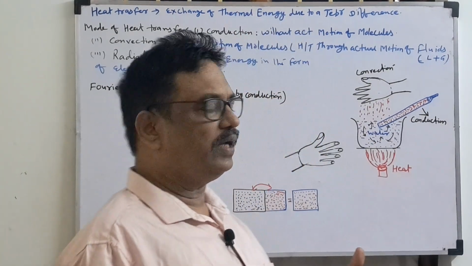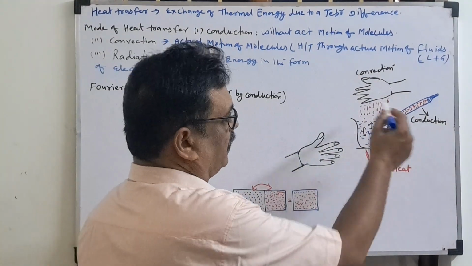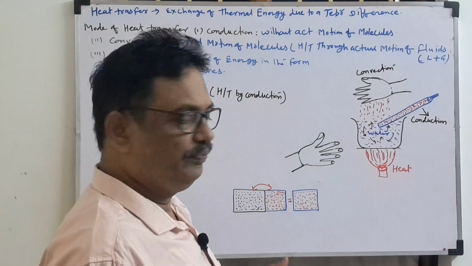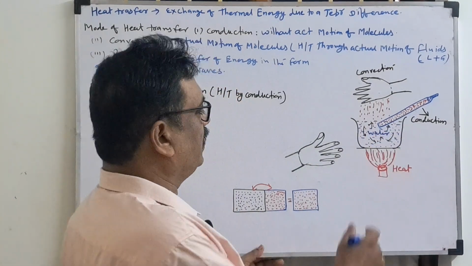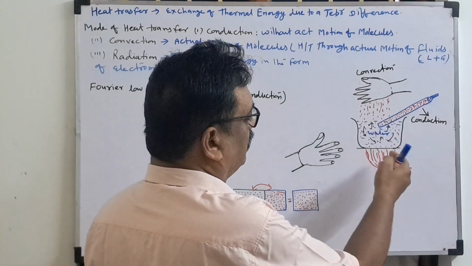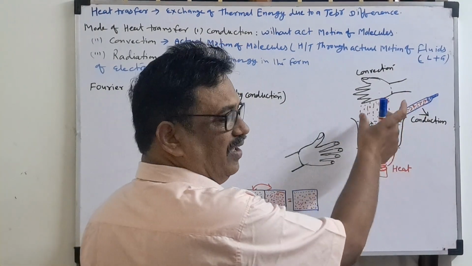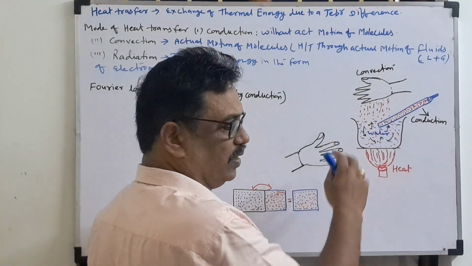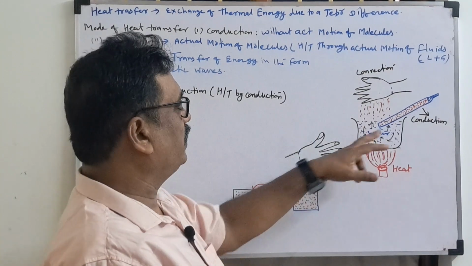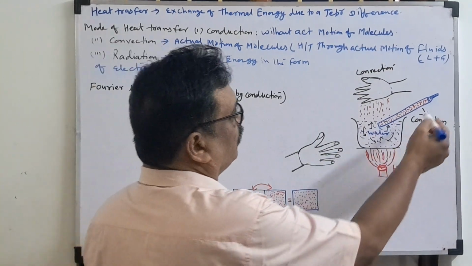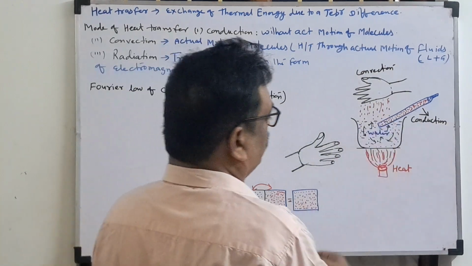Another example. Here one pot is there, and I keep hot water in it. Now we heat this water, or you can directly expose an iron rod to the heater, no issue. Here we have to explain all three modes. So I have taken the hot water, and this iron rod is dipped in the water. So what will happen?